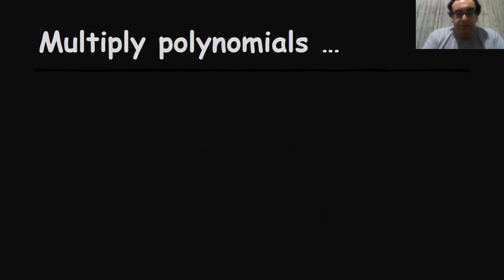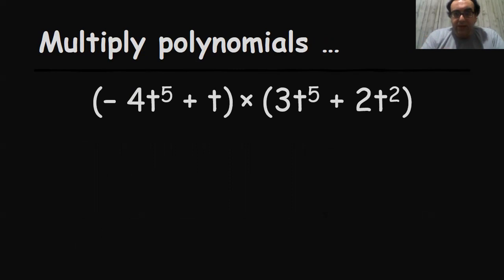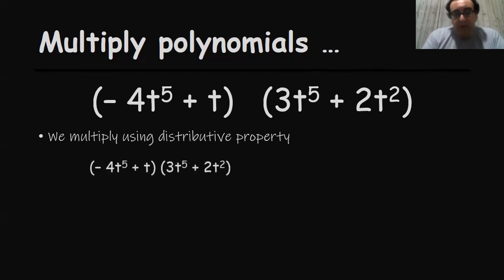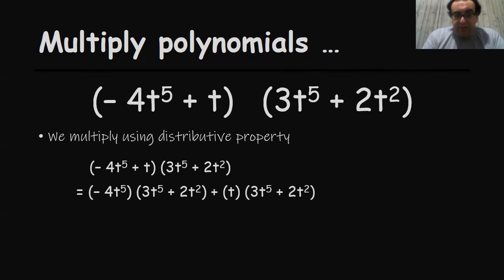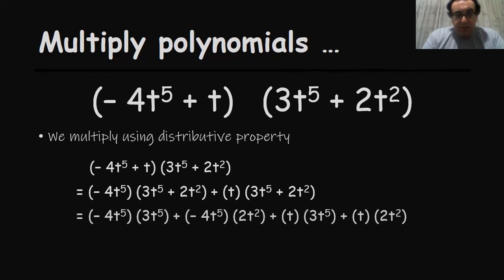Multiplying polynomials, we can write that. We can also omit the times symbol between the parentheses, and we use the distributive property to make this multiplication. So minus 4t5 is distributed to the second polynomial, and t also is distributed to the other, and then we distribute the two others to make those four multiplications, and we have finally the multiplication of these two polynomials.